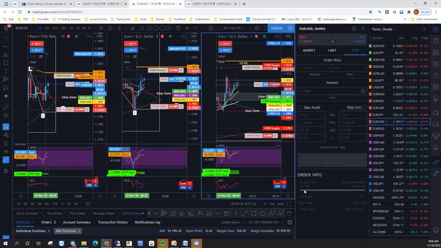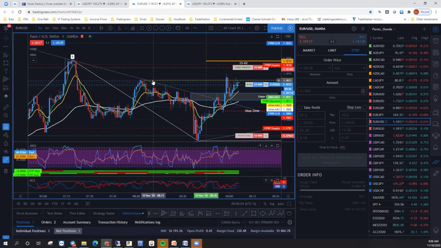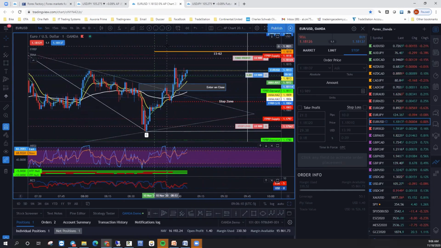Yeah, well, this was the target zone. That yellow line was the high that we wanted to see it close above, which it did on this strong candle. Has strong pullback. So this is looking pretty good for a target still up in here.